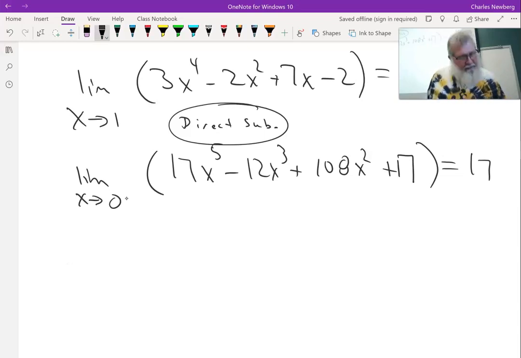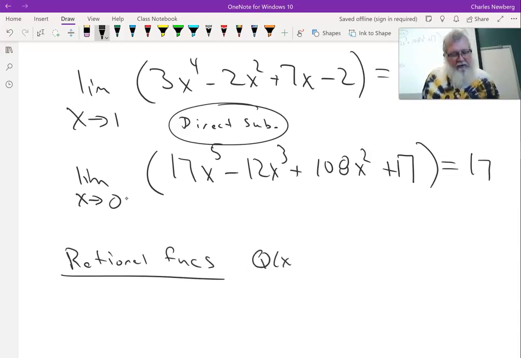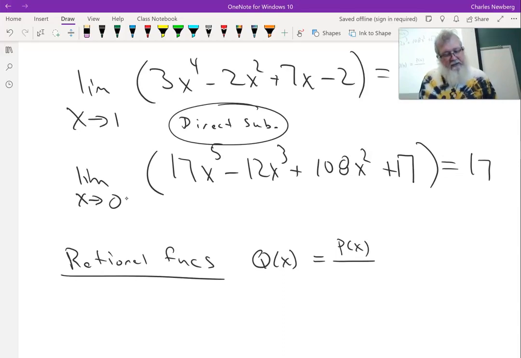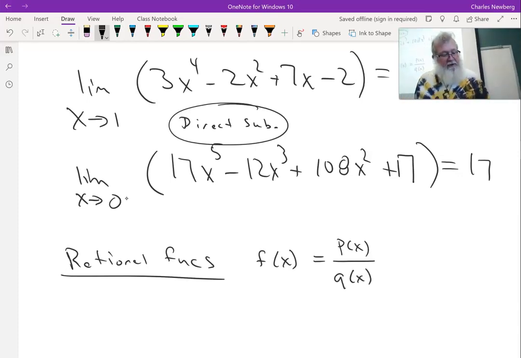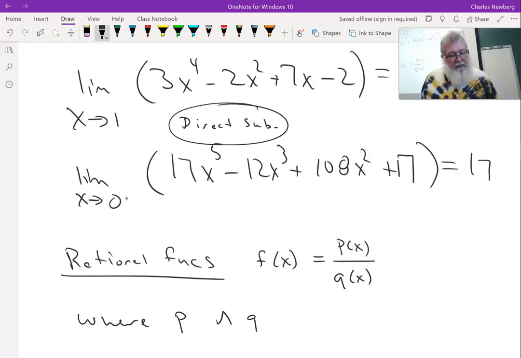started out writing as symbols, rational functions. A rational function, we'll call it Q of X, is P of X over, I got to call it F of X here. Sorry, I'm getting my notation mixed around. F of X, and it's going to be a polynomial divided by a polynomial, where P and Q are polynomials. Okay.